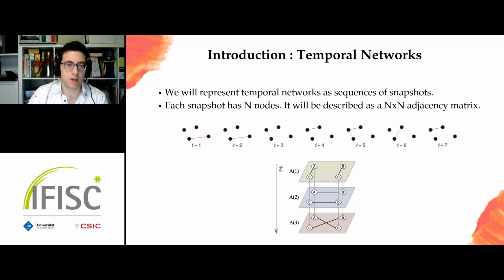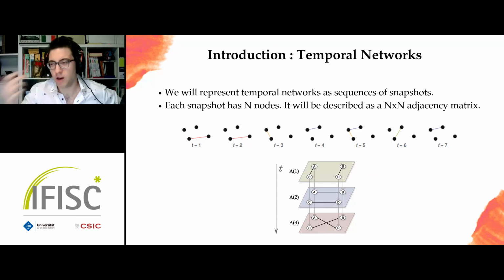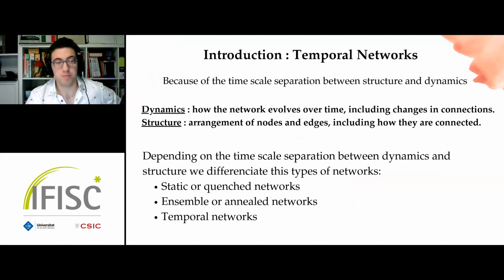But why do we need temporal networks? Someone can argue, why use temporal networks when we already have networks? Somehow it seems a little tricky. But the short answer is because of the time scale separation between structure and dynamics in the network. And what is the dynamics of a network? It is how the network evolves over time, including changes in links, connections, all this kind of stuff, information spreading. We all know about epidemic spreading, right? And the structure refers to the particular arrangement of nodes and edges, and how they are connected.